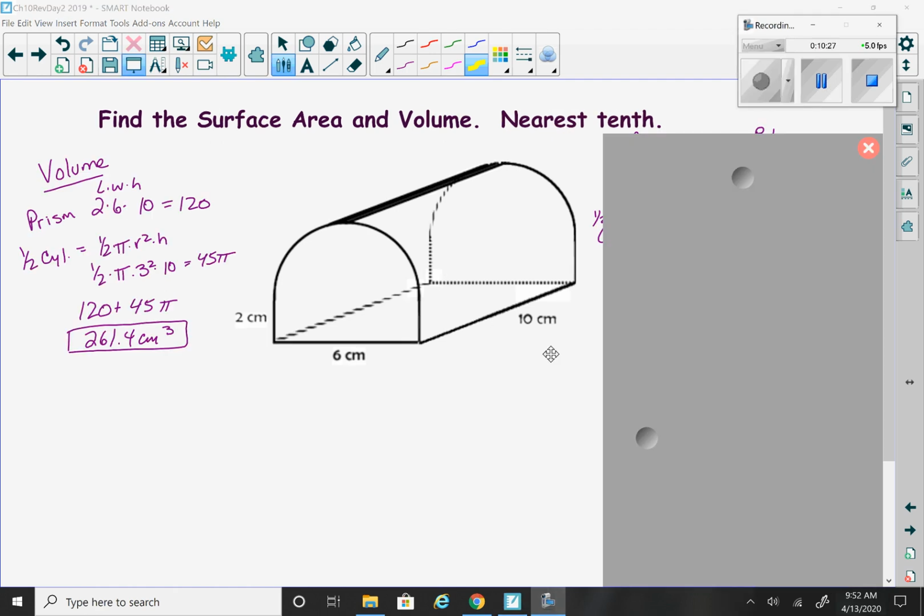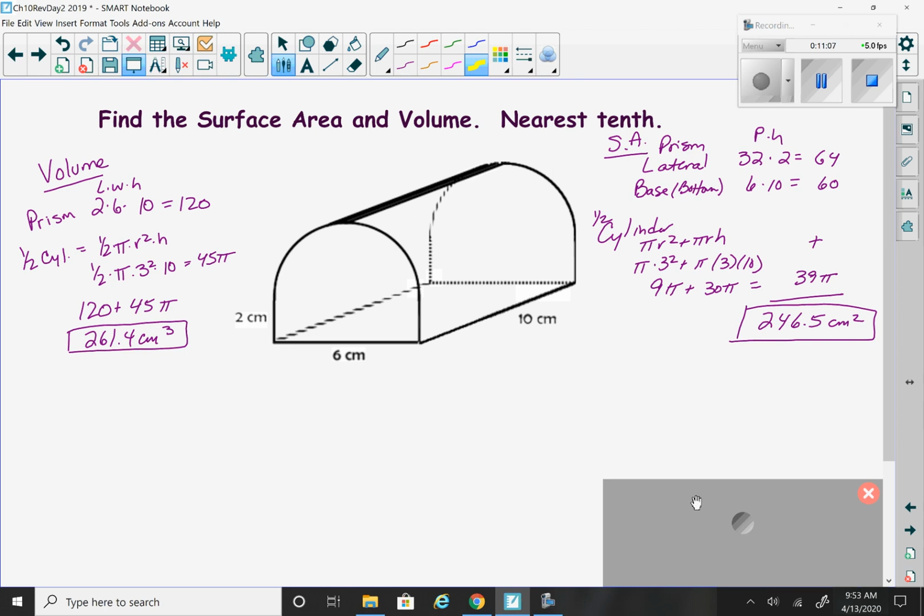So I'm going to start with volume. I always think that's the easier one. So the volume of the box, the rectangular prism, that's 2 by 6 by 10. So that rectangular prism has a volume of 120. My half cylinder, a cylinder is pi r squared h. Half of that is half pi r squared h. Like I mentioned before, this is half of that, so my radius is 3. So I get a half cylinder volume of 45 pi. So if I had said exact answer, you would have said 120 plus 45 pi, but rounded to the nearest tenth, that's 261.4.